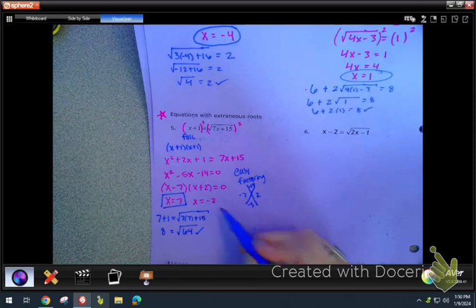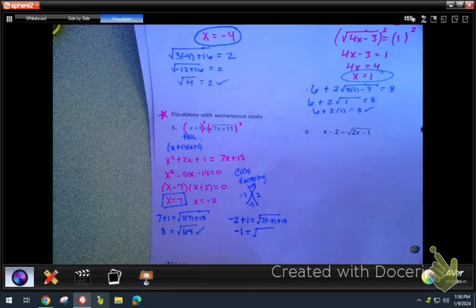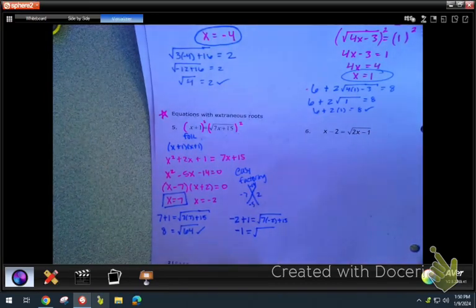Now, what happens when I check negative 2? Negative 2 plus 1, is that equal to the square root of 7 times negative 2 plus 15? What's negative 2 plus 1? Can a square root ever equal a negative number? No. So should I even keep going on that side?